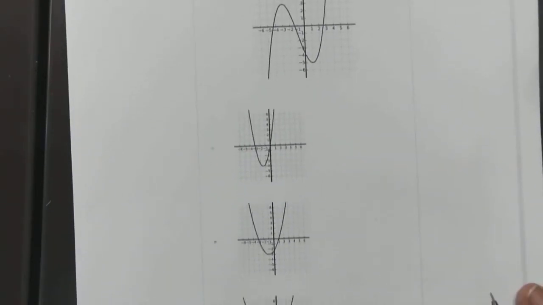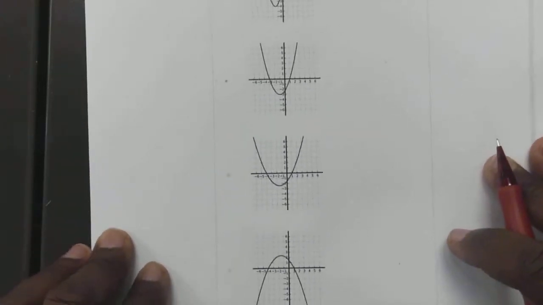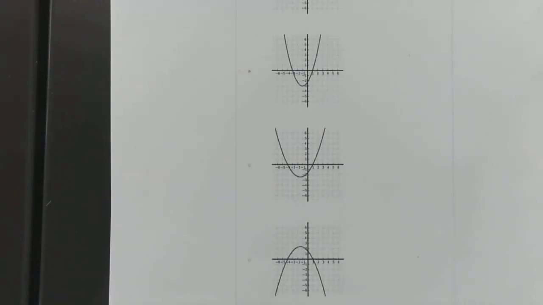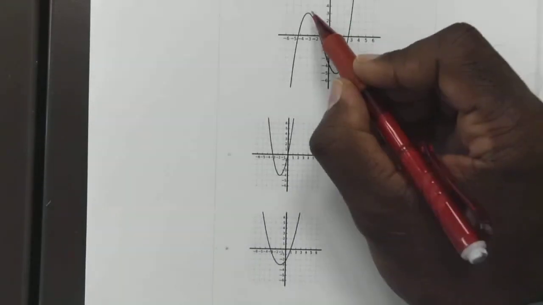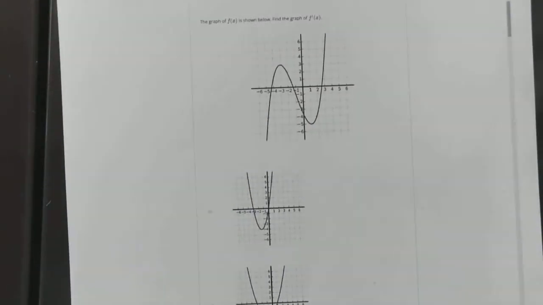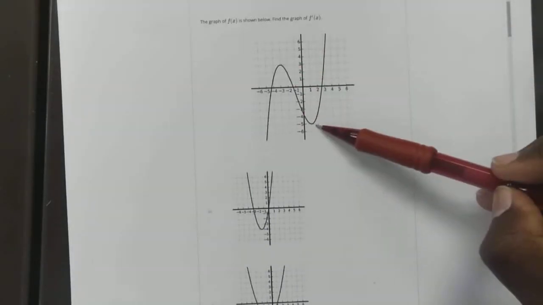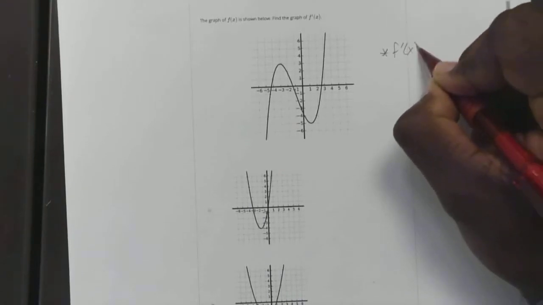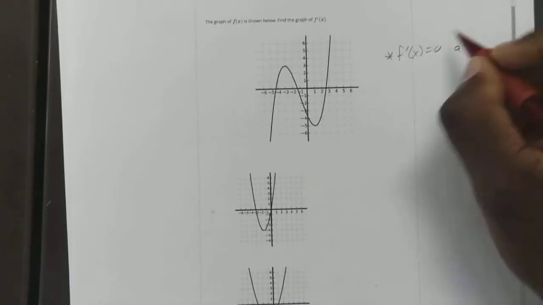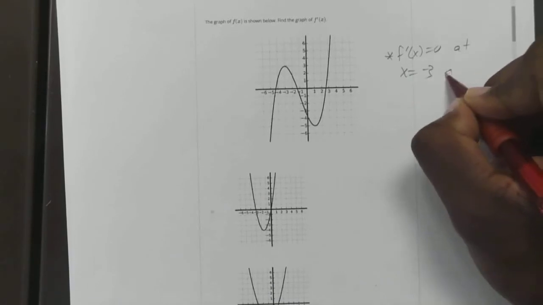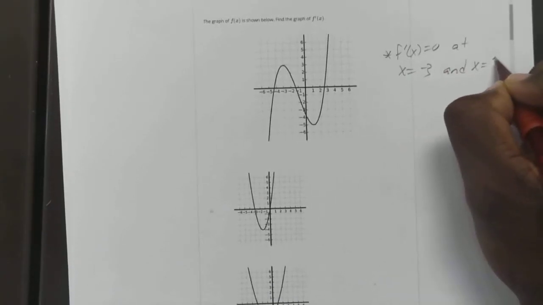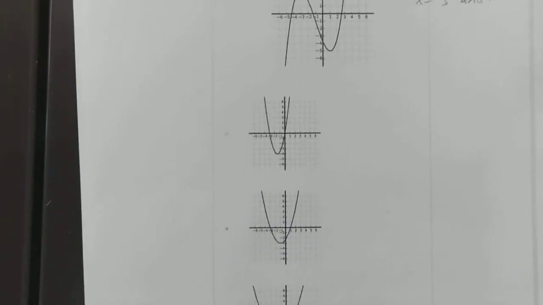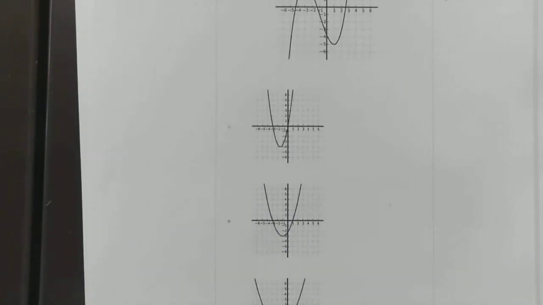Okay, so we have these options here, and just like before, the first thing you want to do is look for where it's equal to 0. So it's 0 at negative 3 and 1. So we know f prime of x equals 0 at x equals negative 3 and x equals 1. If those graphs do not cross 0 at negative 3 and 1, you already know they're not even options.